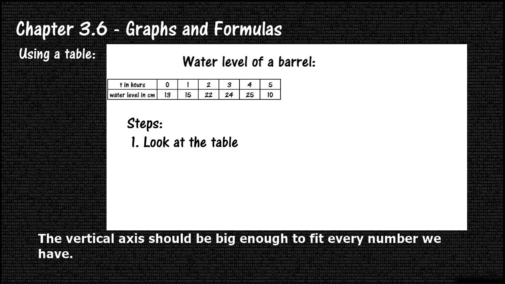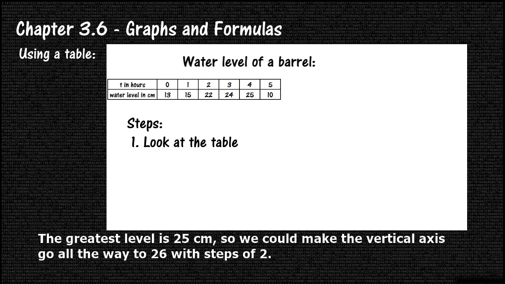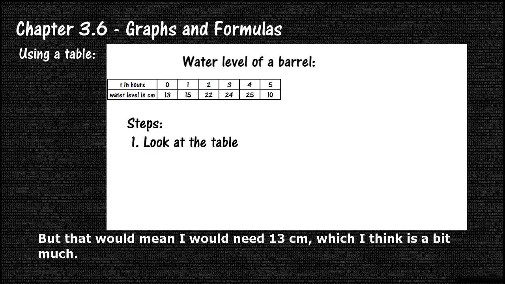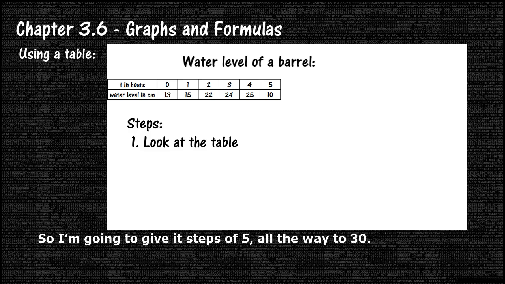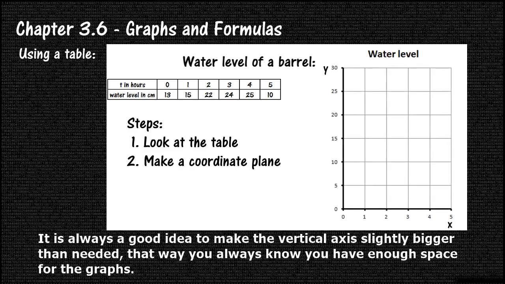The vertical axis should be big enough to fit every number we have. The greatest number is 25 centimeters, so I could make the vertical axis go all the way to 26 with steps of 2. But that would mean I need 13 steps, which I think is a bit much. So I'm going to give it steps of 5, all the way to 30. It's always a good idea to make the vertical axis slightly bigger than needed. That way you always know you have enough space for the graphs.